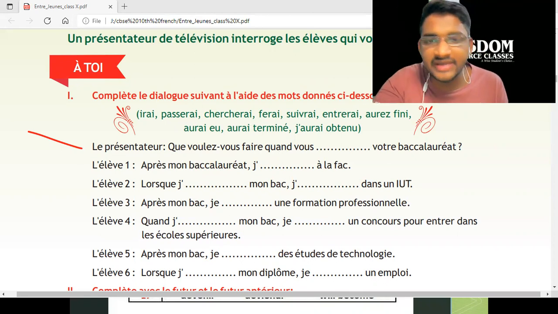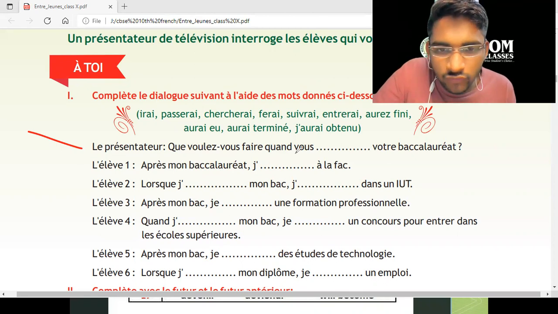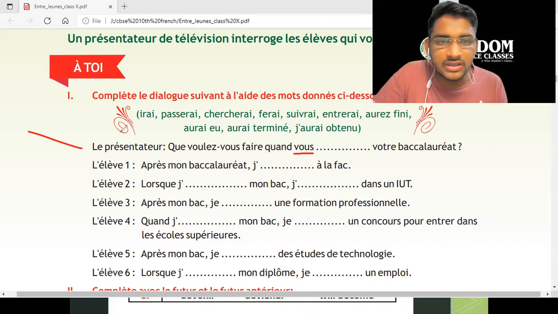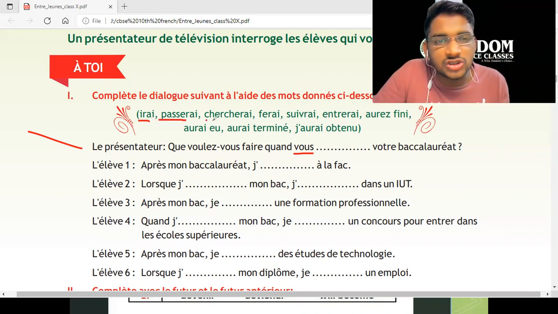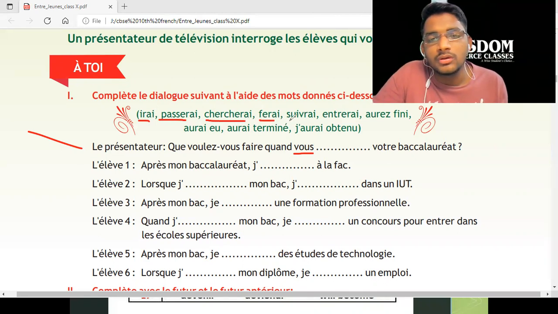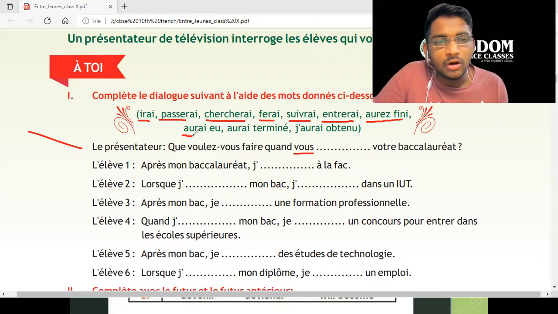तो presentator मतलब interviewer, students इसका main क्या है, उसका sentence क्या है। So यहाँ पे देखो वो फॉर्म दिया हुआ है, we have 10 options given to us, you can go through each one of them. ईरे आलेर वर्ब है, will go, आपको चाहिए वहाँ पे मीनिंग लिख दो, will go. पासरे मतलब will pass, शशरे मतलब will search, फरे मतलब will do, स्विवरे मतलब will follow. Entre मतलब will enter. और फिनी मतलब will have finished. और यू मतलब will have had बोल सकते हैं, और will have done. और termine will have finished, और obtenu मतलब will have obtained.